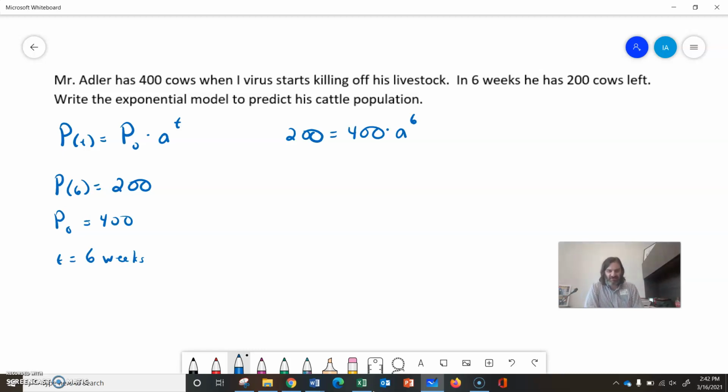So we can divide by the 400. We will have 200 divided by 400, which gives me 1/2 equals a to the 6th. So let's take the 6th root of each side. After that we'll have a is approximately, since this is not going to be a nice number, 0.5 to the 6th root.